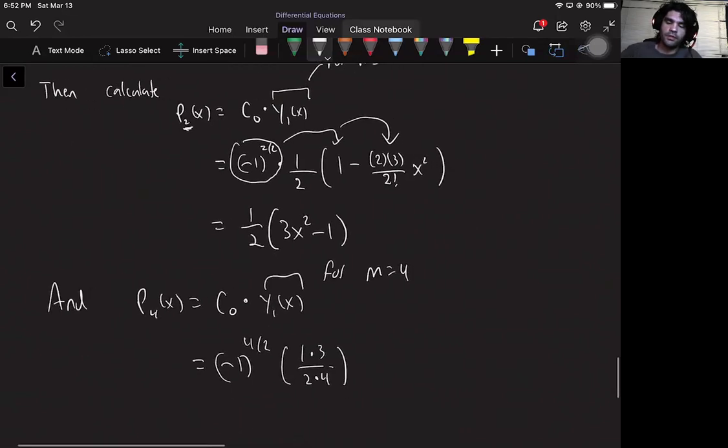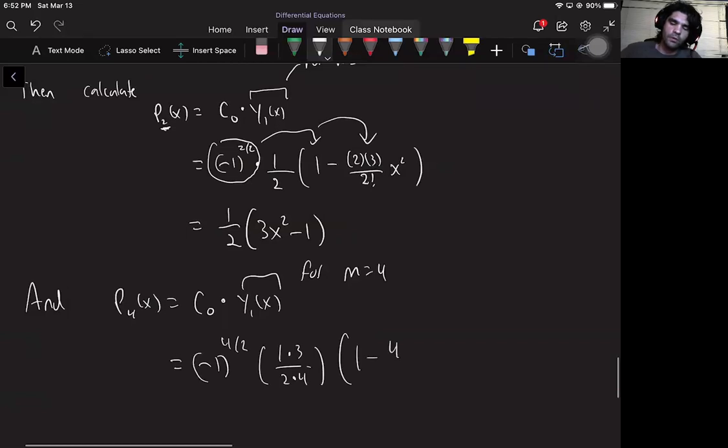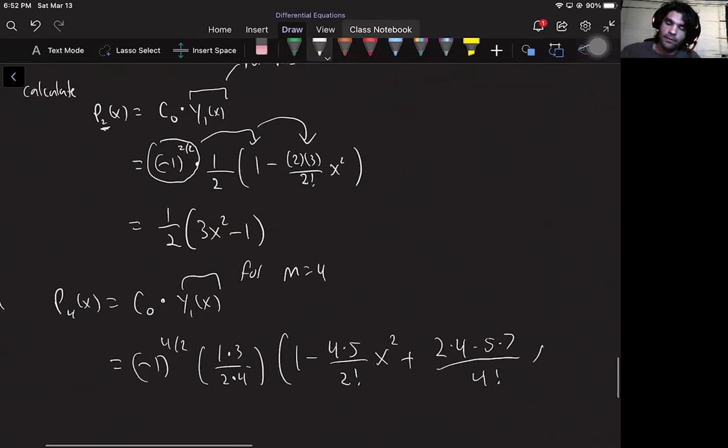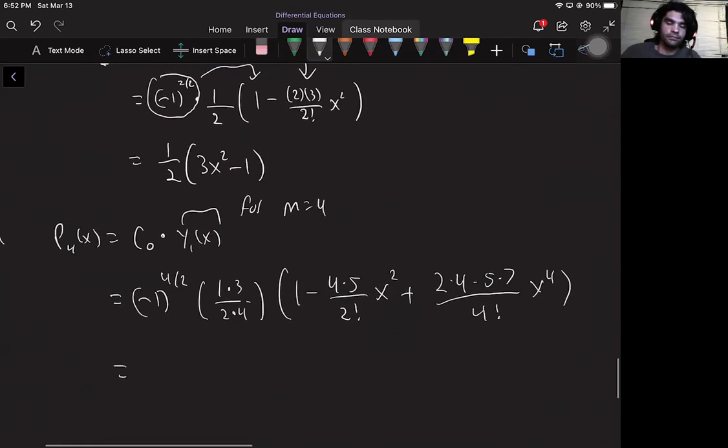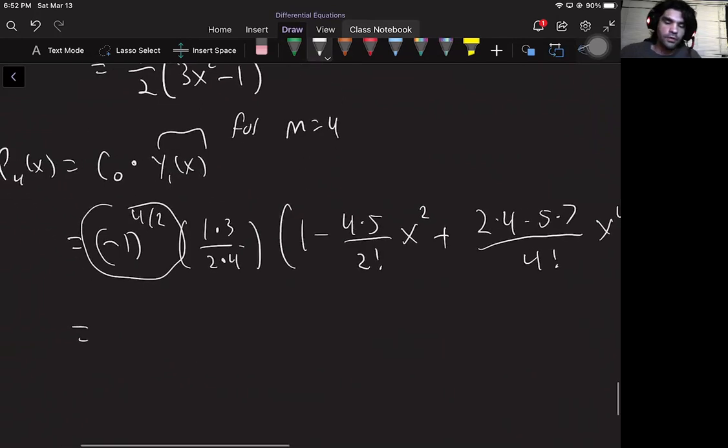And then my y1 of x, you can scroll up in your notes and find it, but it would be 1 minus 4 times 5 over 2 factorial x squared plus 2 times 4 times 5 times 7 over 4 factorial x to the 4th. And then now this will be a positive number. And I'll distribute the 3 in, keep the 1/8 on the outside.